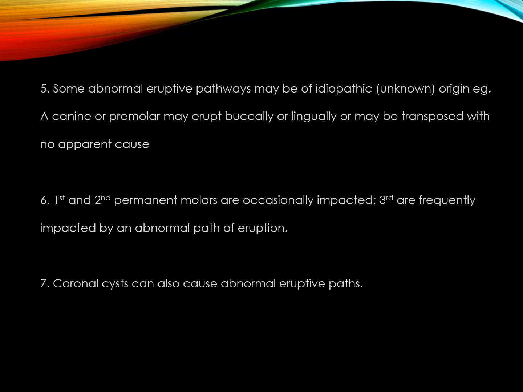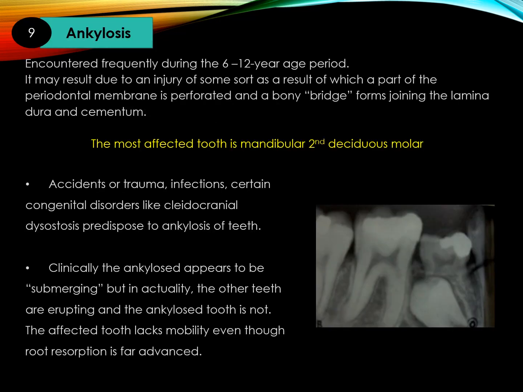However, there will be some abnormal eruptive pathways due to idiopathic reasons. That is, a canine or premolar may erupt buccally or lingually, or maybe at times transposed with no apparent cause. And also, the first and second permanent molars are occasionally impacted. Third molars too are frequently impacted by an abnormal path of eruption, and also the presence of coronal cysts can cause abnormal eruptive paths.